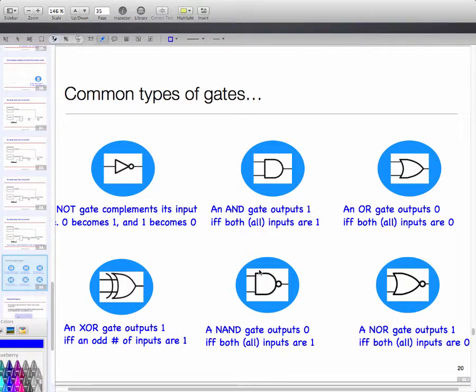NAND gate, what you see out here is it's like the AND gate with a little bubble, and that bubble indicates a NOT function. So basically, a NAND gate is nothing but an AND gate followed by a NOT gate. So its logic is exactly the opposite, and a NOR gate does the same thing to the OR gate. So these are examples of extremely primitive things. What we'll shortly see in the next module is that not all of these are essential.